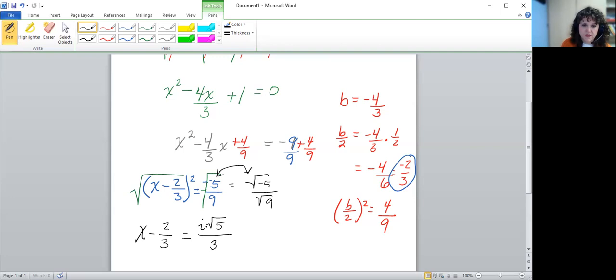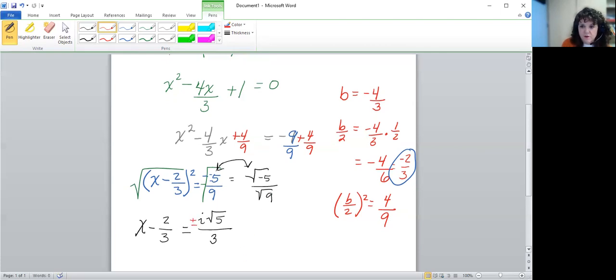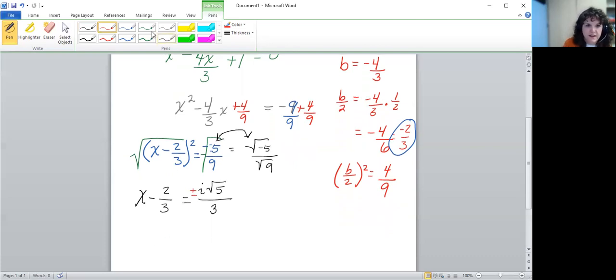Now I still have to move this to the other side, and remember, when I take a square root, I have both a positive and a negative answer. I'm going to put this in red so you can see it out front. This is both a positive and a negative answer. All right, so when I move my 2/3 to the other side, again, I'm going to place it in front just so you can keep it separated. So it's going to be 2/3 plus i square root 5 over 3 and 2/3 minus i square root 5 over 3. And that's it.